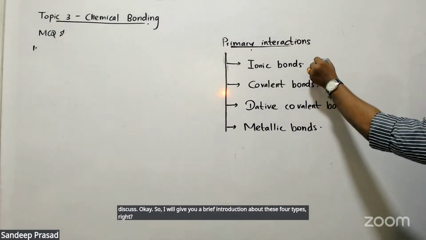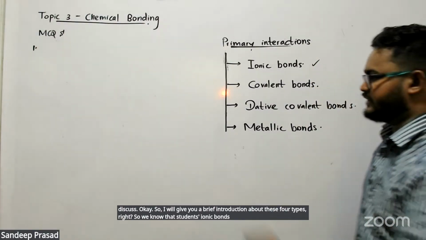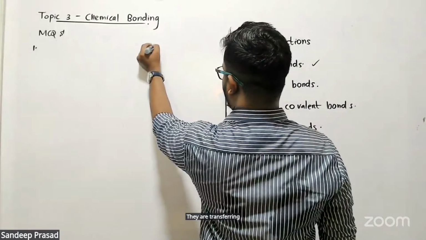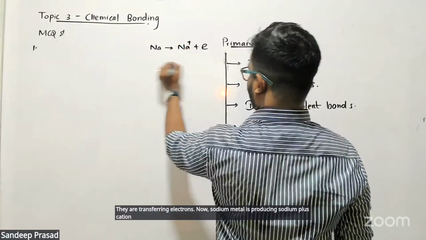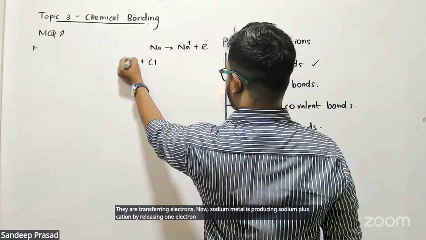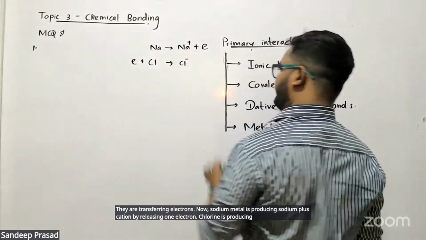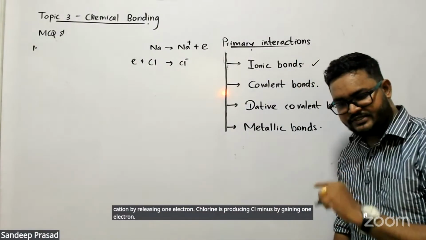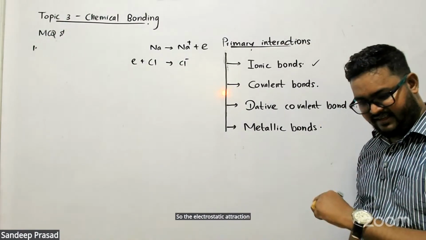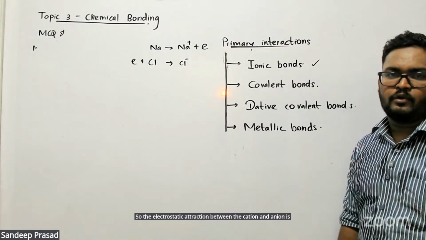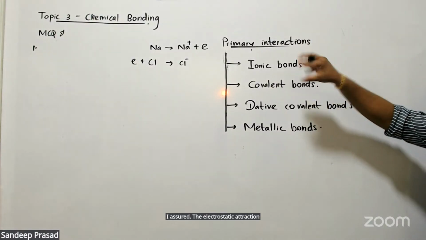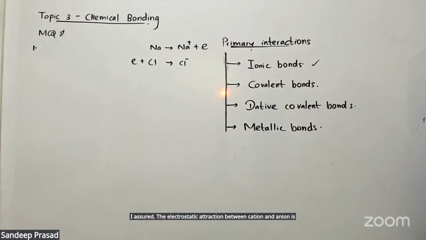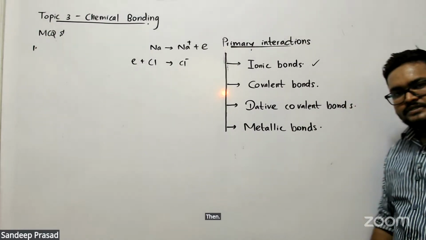So we know that students, ionic bonds means they are transferring electrons. Now, sodium metal is producing Na+ cation by releasing 1 electron. Chlorine is producing Cl- by gaining 1 electron. So the electrostatic attraction between the cation and anion is known as an ionic bond. Understood? The electrostatic attraction between cation and anion is known as ionic bond. Then what about the covalent bonds?